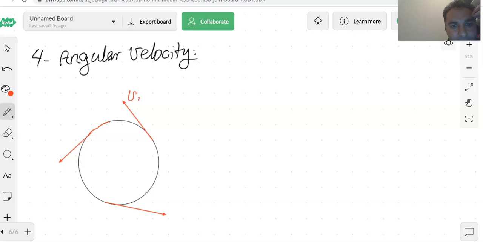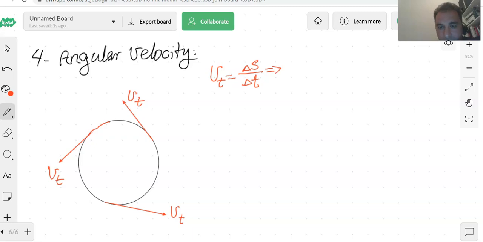So this is Vt. Let's say Vt is constant. Now, we know that tangent velocity Vt is what? It is distance divided by time interval.